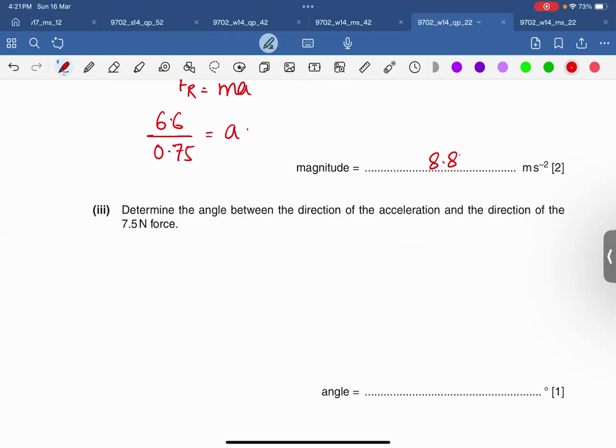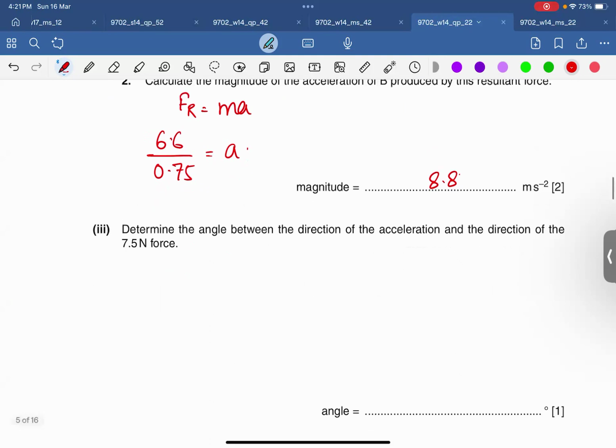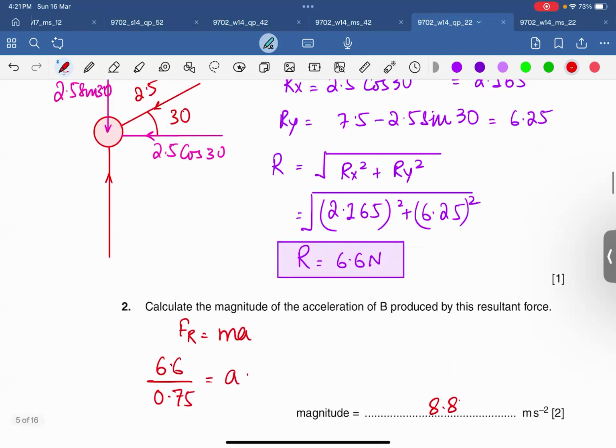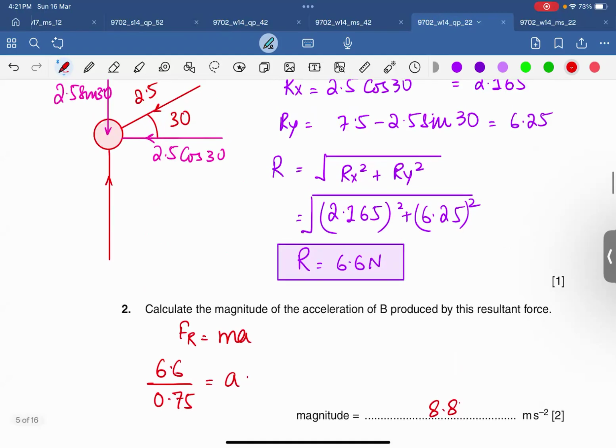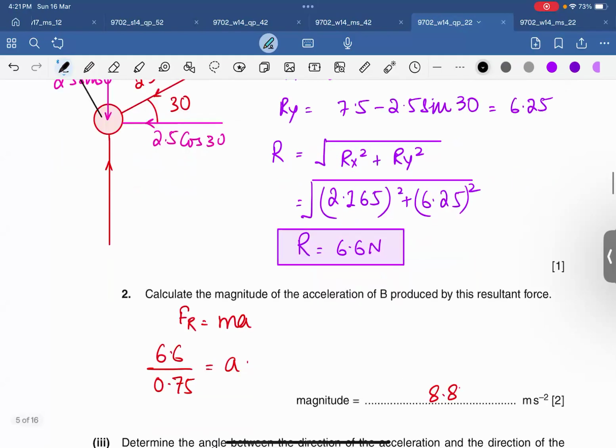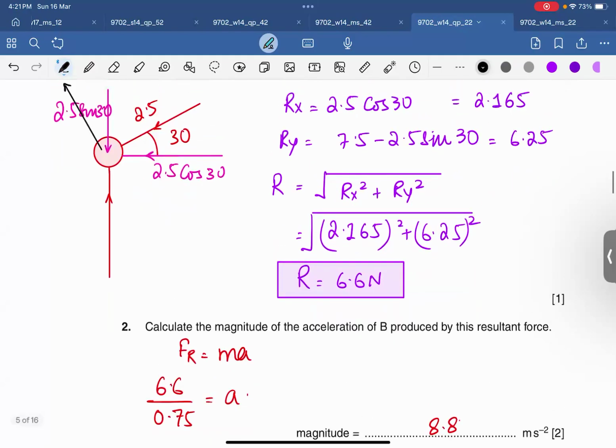Determine the angle between the direction of the acceleration and the direction of the 7.5 Newton force. Okay. So direction of acceleration should be the direction of the resultant force. And that is what we draw in this direction. So this is the direction of acceleration. Sorry, this is the direction of the resultant force and the direction of acceleration, right? And they're saying from the 7.5 Newton force. So this is the angle that we have to find out.